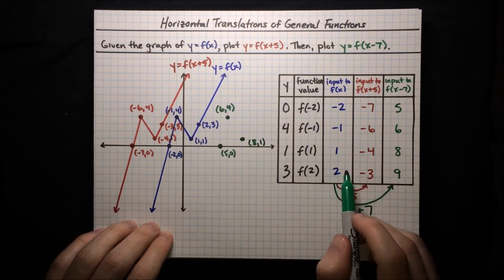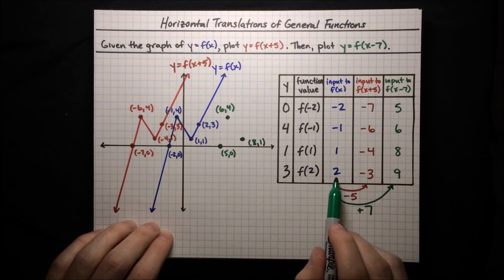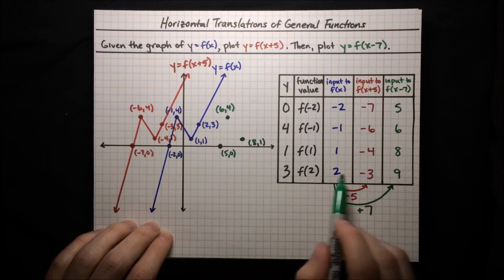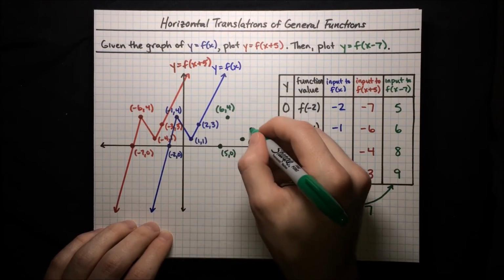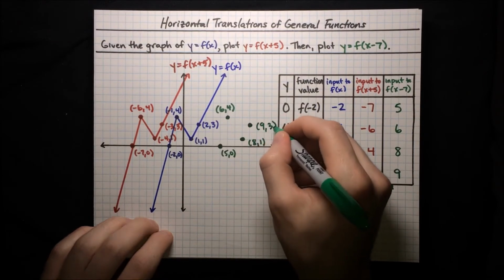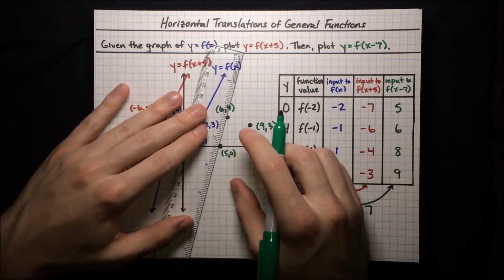And then the last point was originally 2, 3, but then we got to increase the x by 7, goes to 9. And then y coordinate is still 3, so 9, 3. And that point is right over here. So 9, 3. And then we can go ahead and connect all those with our straight edge to give us the shifted function.